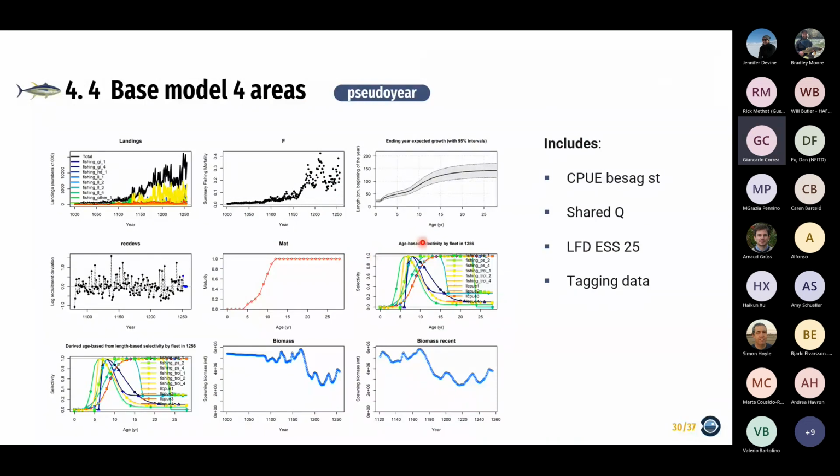Okay, for the full area model, again, this configuration is pretty similar. In this configuration, when we include a standardized CPUE, we include also tagging data, movement, and recruitment between areas. I think this plot is pretty clear already. For this case, we also use the selectivity at age.